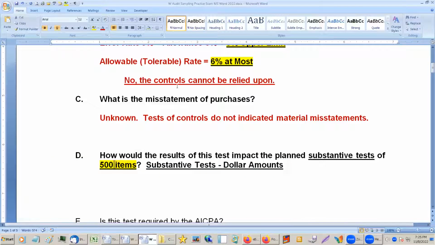But yeah, if we can't rely on the internal controls, we change our plan. We say, okay, instead of 500 items, we'll have to go more. So what would this do? This would increase. Whenever you have weak internal controls, you have to increase the substantive testing.